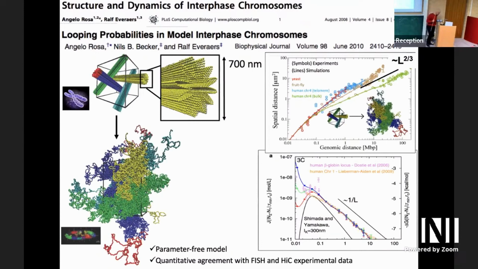The symbols here are experiments from available data, because FISH is actually quite a demanding technique, at least at the time. So these are experiments, the symbols, for different organisms: yeast, fruit fly, and two different regions on human chromosome 4, compared to the results of our simulations. The lines are the results of the simulation, and as you can see, basically we were able to capture fundamentally the behavior of the result.